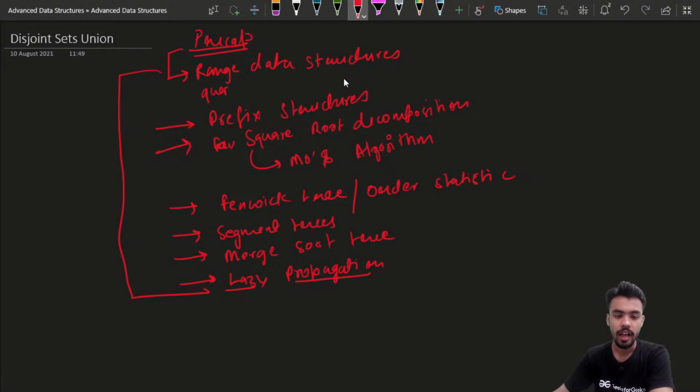This is the complete summary of what we have discussed in the last 10 lectures, and we have completed our range query data structures. If you know all of these things, that is sufficient to solve most of the range query problems. This is just data structures, and you need to practice some more problems and you will get a good hold on range query problems.